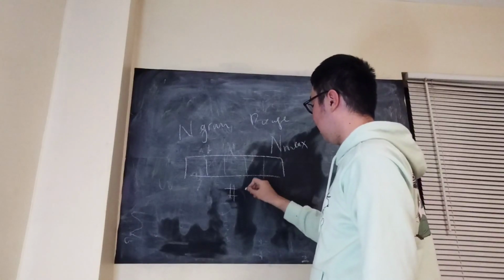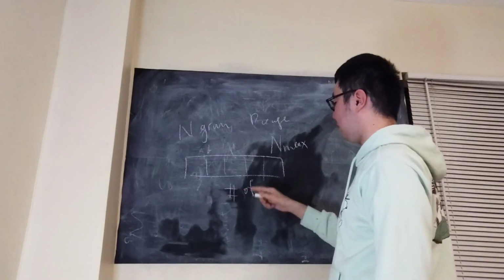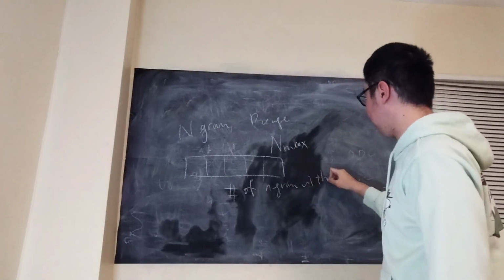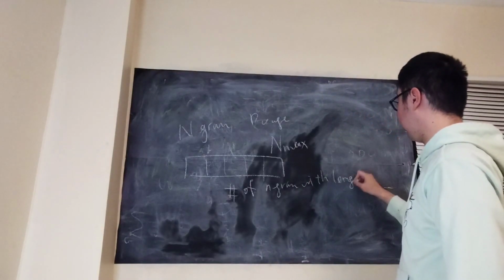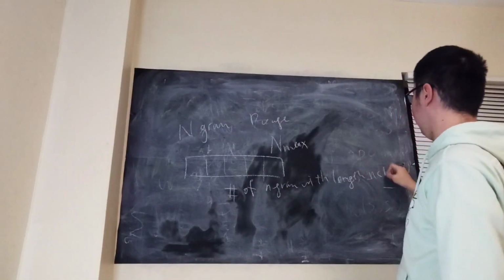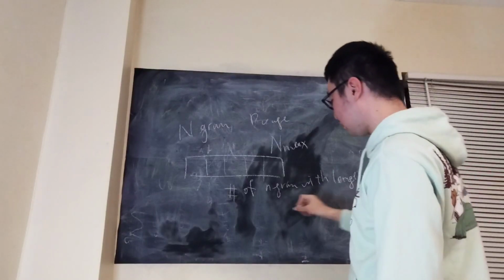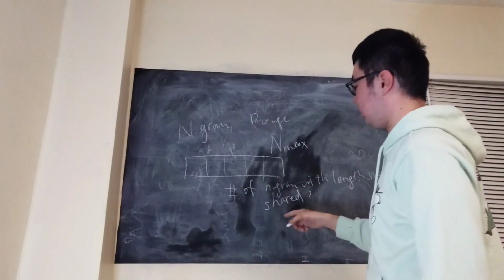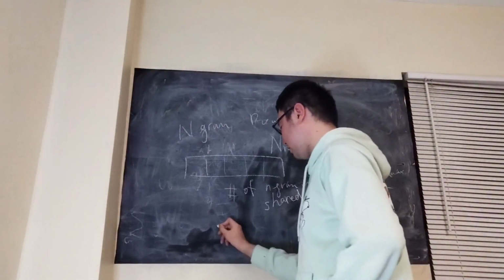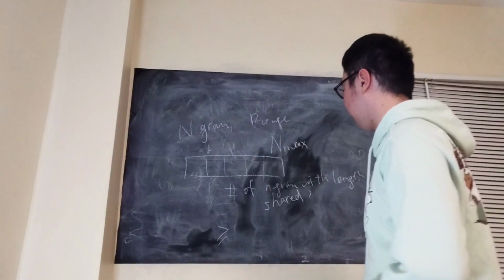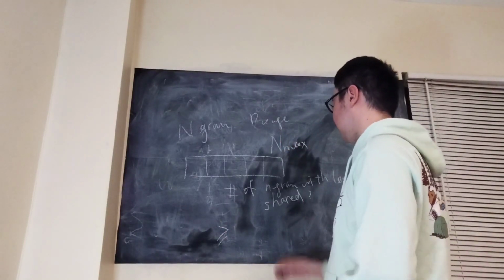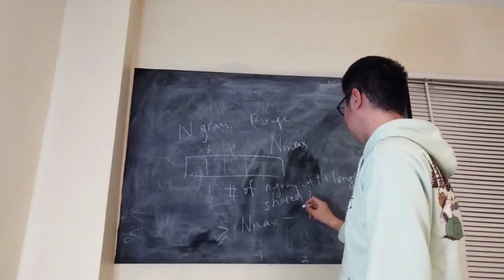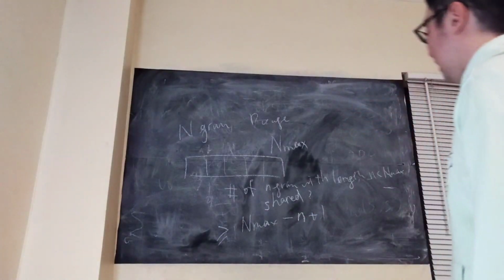How many n-grams, let's write it down. What's the number of n-grams with length n less than n max that is shared? What is the least number? It turns out the least number is that you just choose n max minus n plus 1.